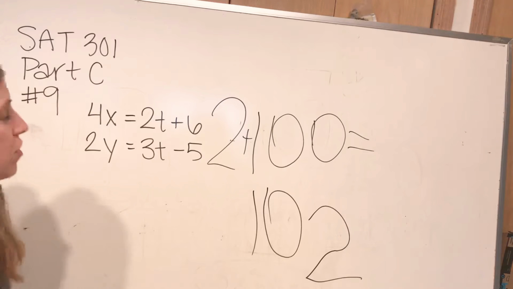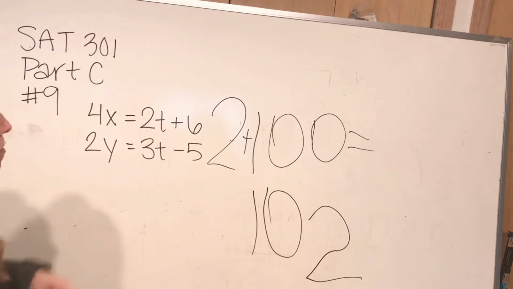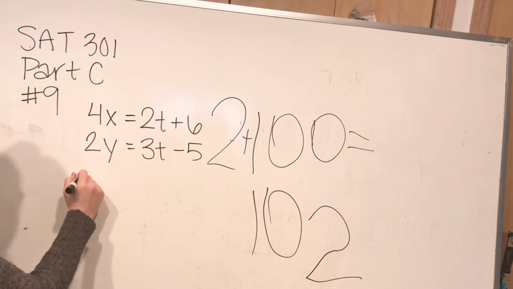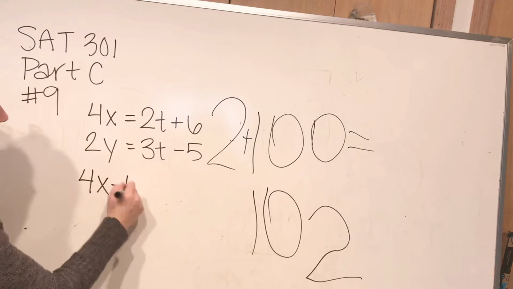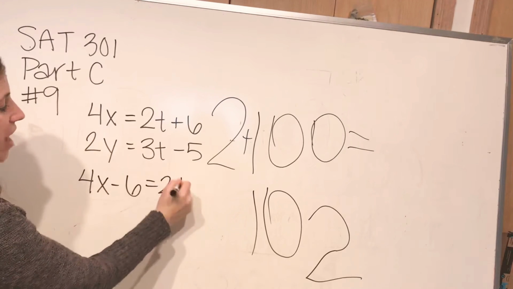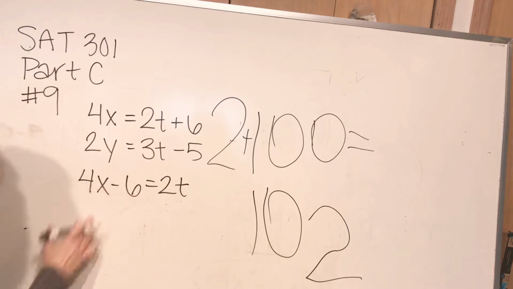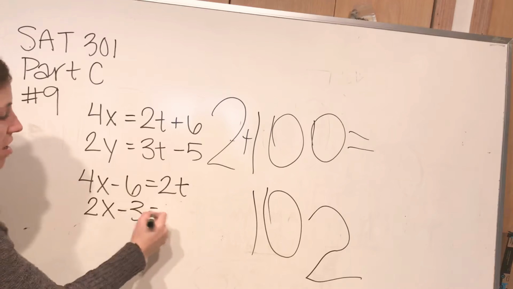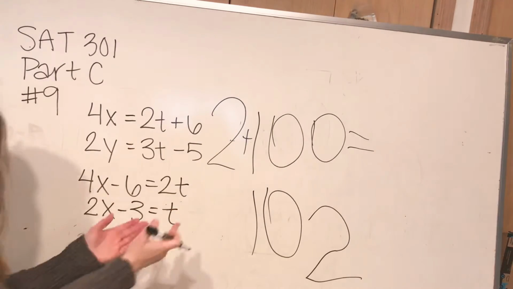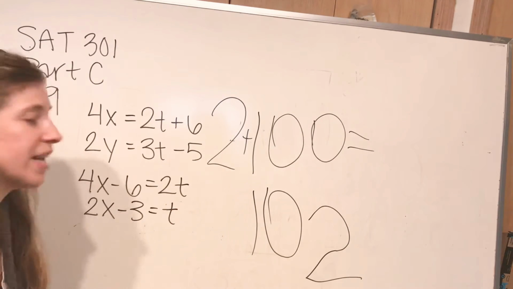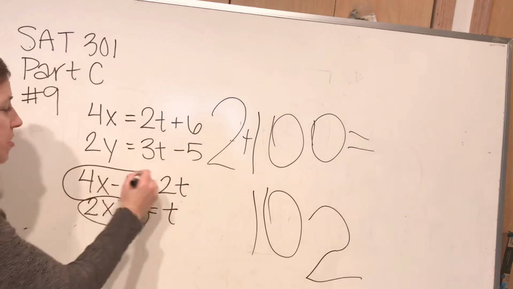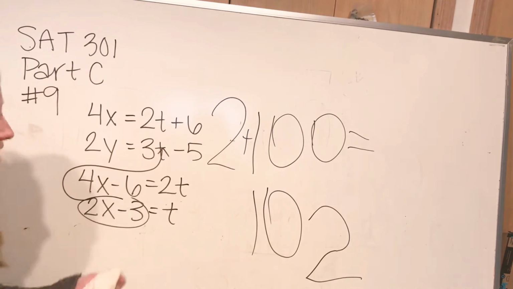I'm going to start with my first one, and I'm going to solve for T. So to solve that first equation for T, I'm going to subtract 6 to the other side. And I am going to divide every term on the left side by 2 to get 2x minus 3 equals T. Now that I have an expression that is equivalent to T, I'm going to substitute it in for T in our second equation.